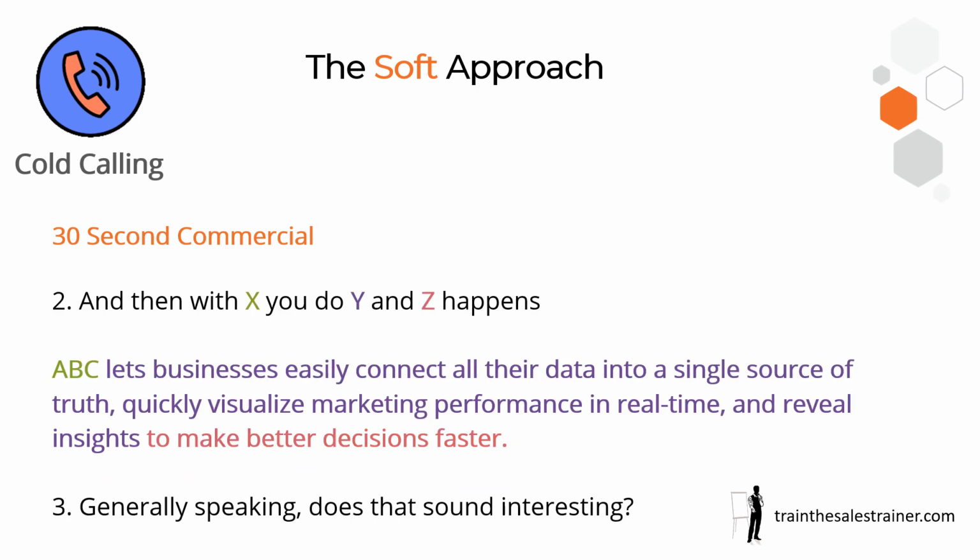Okay, part 2. This is what it sounds like. See the structure there? With X you do Y and Z happened. Z is the desired outcome, which equals better decisions faster. So, with X, ABC, Y lets businesses easily connect all their data into a single source of truth, quickly visualize marketing performance in real time, and reveal insights. Z, to make better decisions faster.